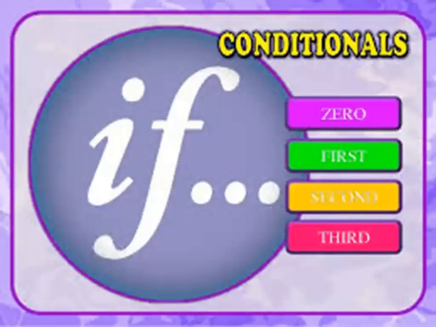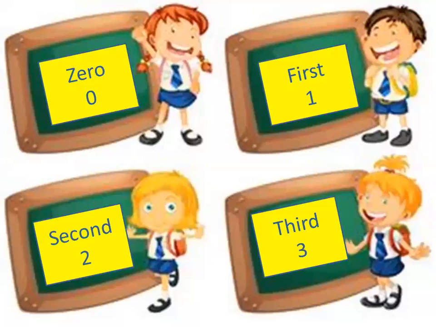Okay, now these are some conditional types. You may say that the if clause will always be in the conditional sentence, and we have these four types of conditional sentences: zero, first, second and third. These are four conditional types of sentences, which are zero, first, second and third.